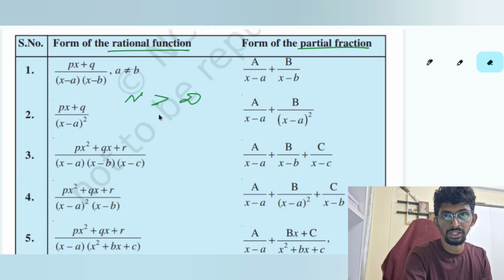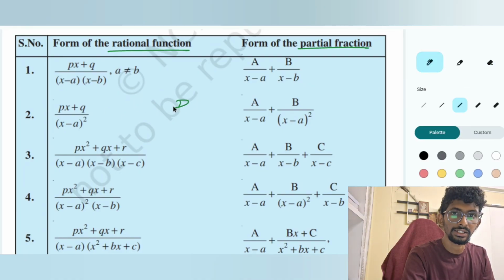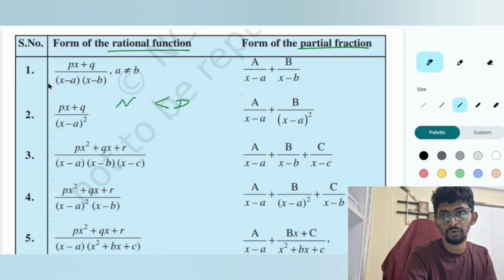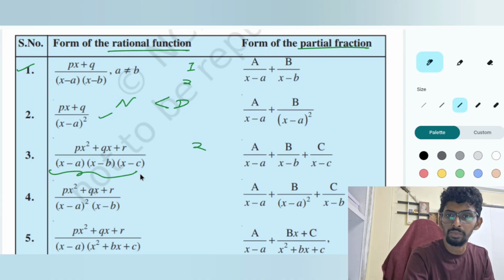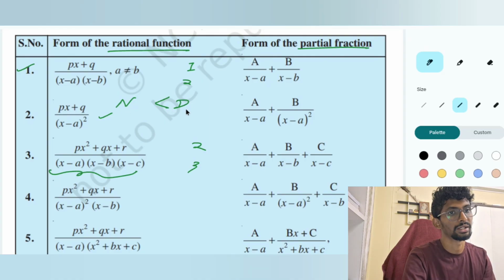In these 5 options, you can see in every case degree of denominator is greater than numerator. In first case, numerator is linear, so degree 1. Denominator, there are 2 linear, so if you find the product, degree will be 2. Same for this one. Third one, you can see degree of numerator is 2, and denominator, if you simplify this, you will get a cubic, so degree 3. So in every case, degree of numerator is less than degree of denominator.